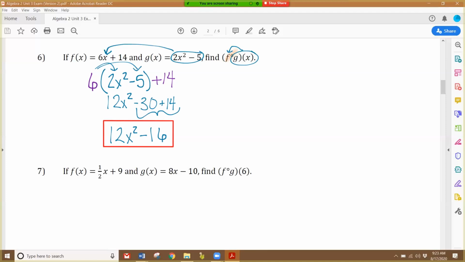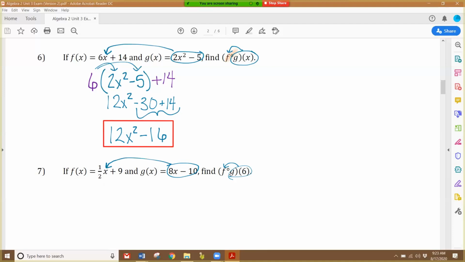When we look at question number 7, notice again we have a composition. We're taking f of g, but this time they've taken the x out and replaced it with 6. So we're going to find f of g of x first, then we're going to take our x's out and replace them with 6 at the end. So g is closest to the x value we're plugging in, so we're going to take it and plug it into f. So this right here is getting plugged in right here for x.